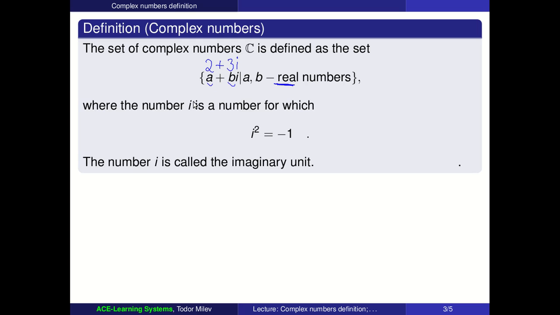Okay, now let's focus our attention on the special number i. That special number i is called the imaginary unit, and it has a very special property: i squared is equal to -1. So that number i has a very special algebra. Its square equals -1.